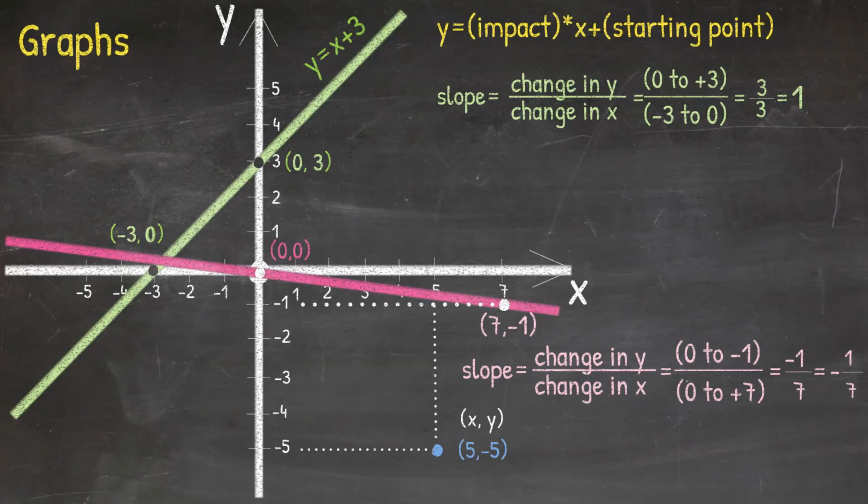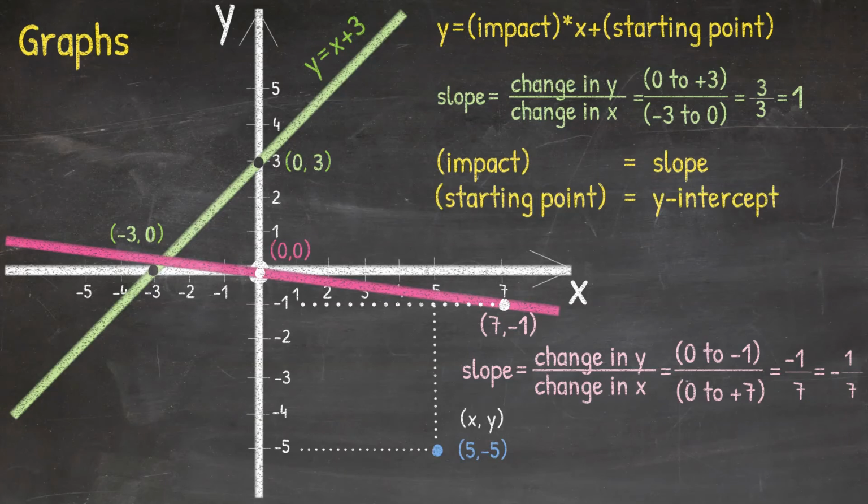Let's get back to our simplified definition of the linear equation. Y equals impact times x plus starting point. So in this formula, impact is the slope. And we just found the slope. As we know, slope describes the angle at which the line either grows or goes down or maybe stays flat. And the starting point is the point of y-intercept. Y-intercept is the coordinate of y at the point of crossing the y-axis.